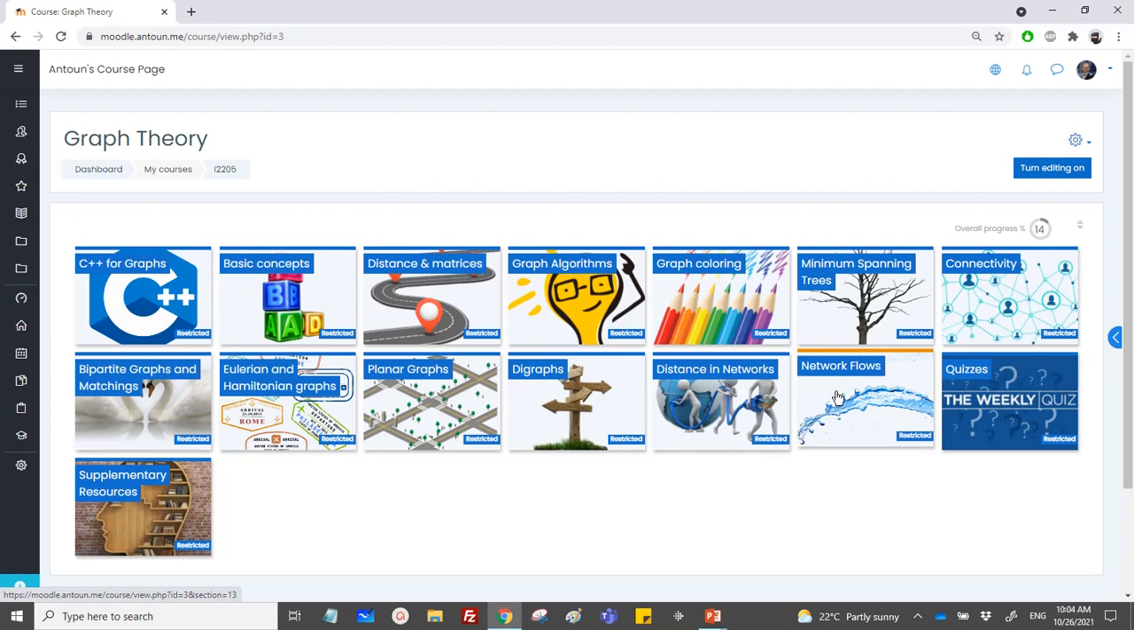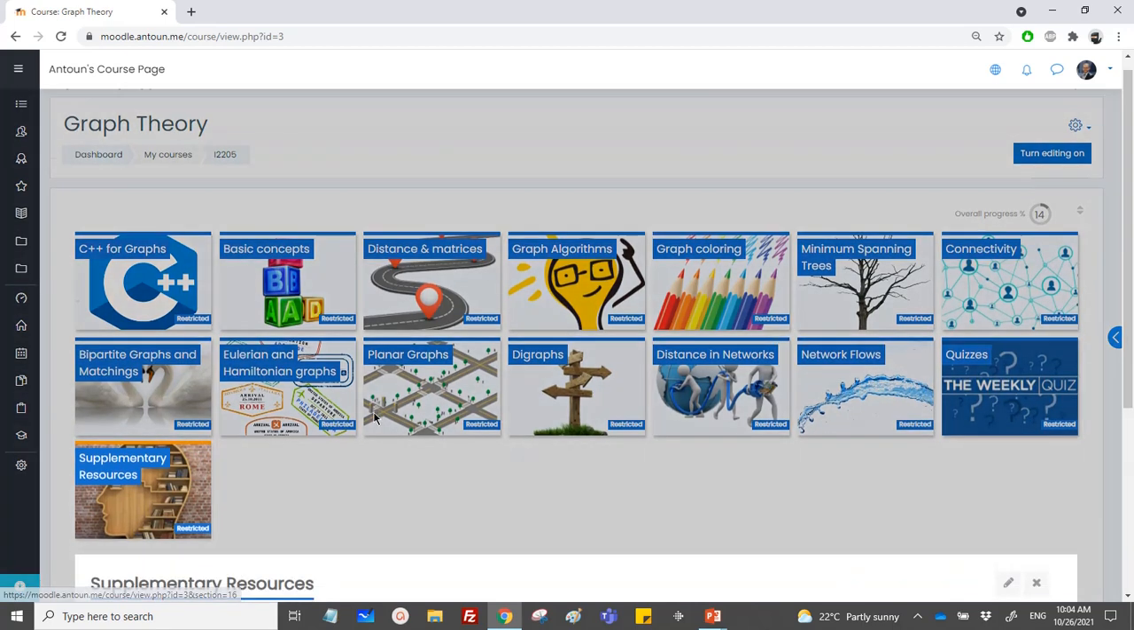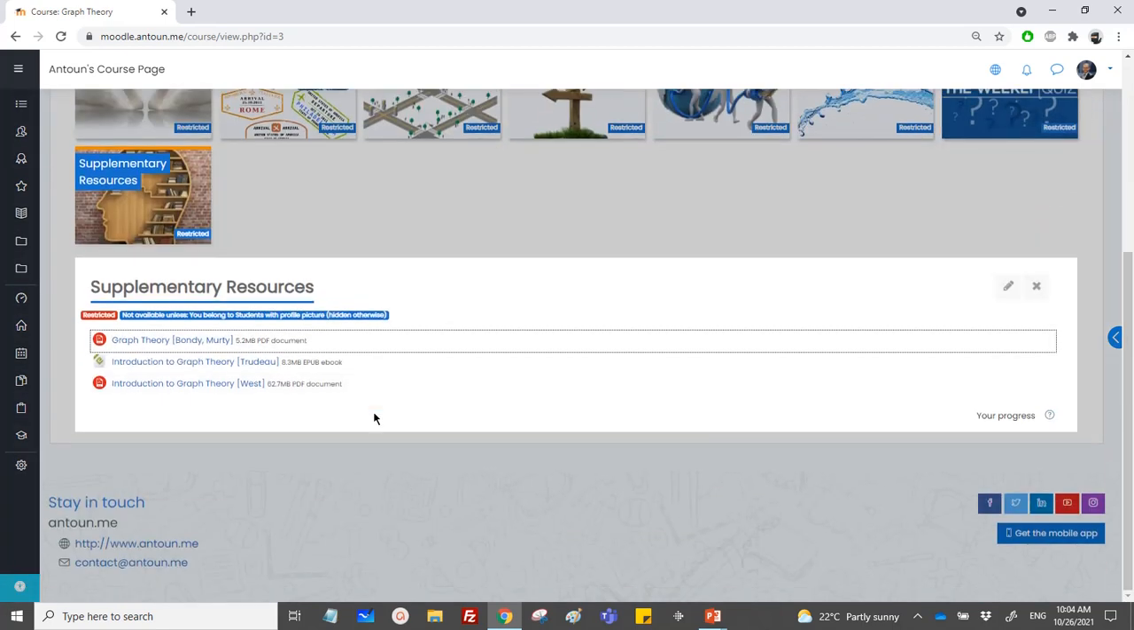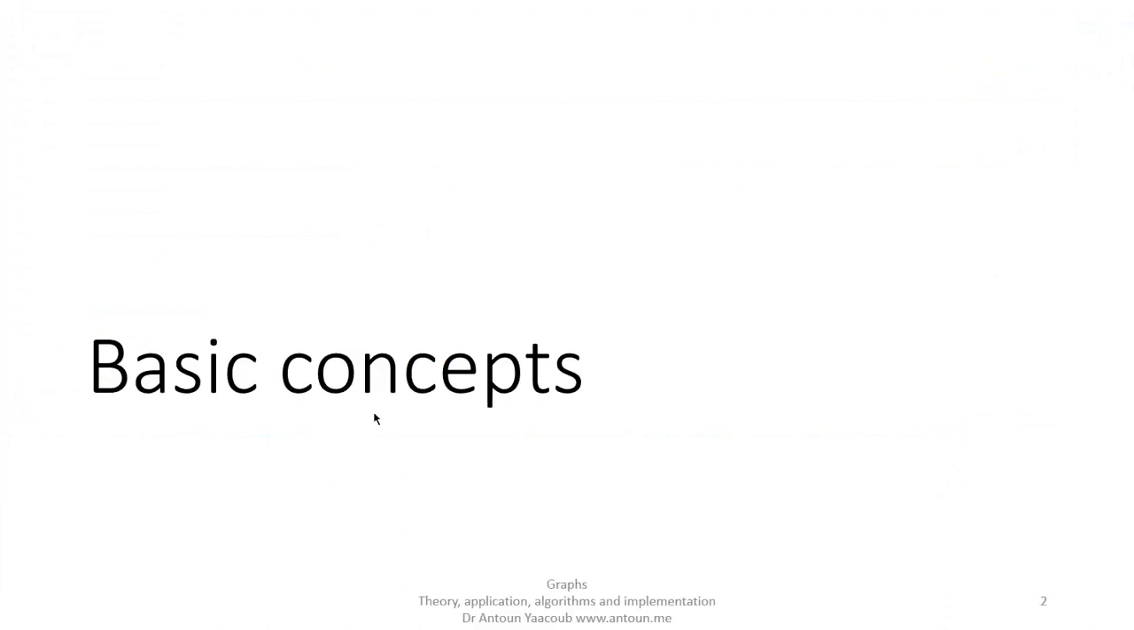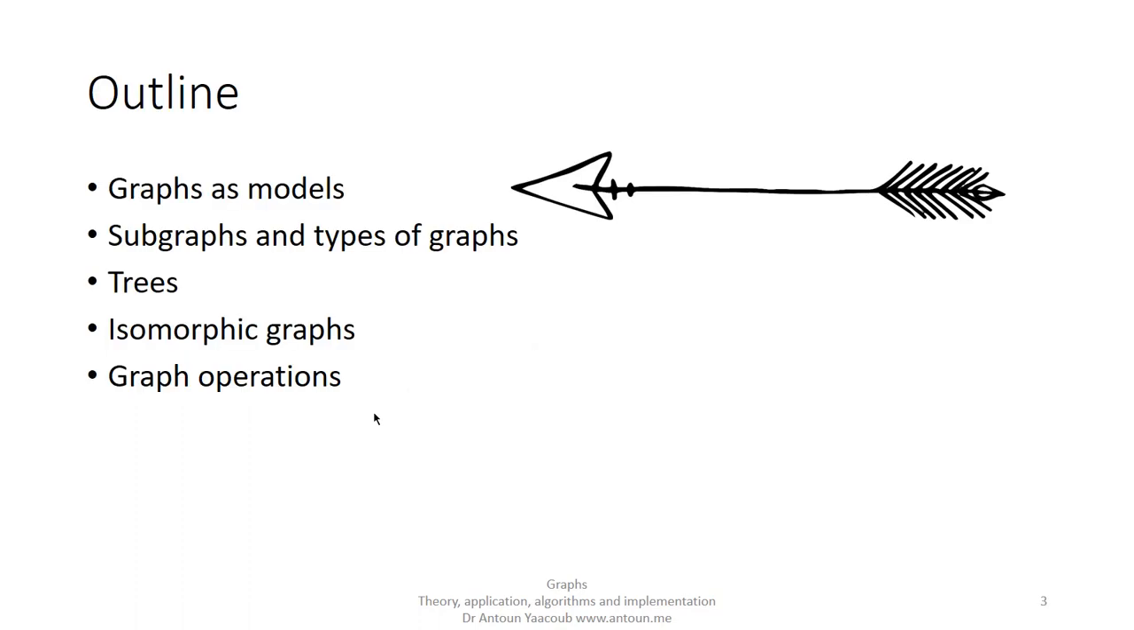In the module page, you also have some supplementary resources. There are three books that you can check, and there are references that you can use whenever you want to check any additional concept. So in today's chapter, the basic concepts, we will cover graphs, what they mean and how we can model them mathematically.